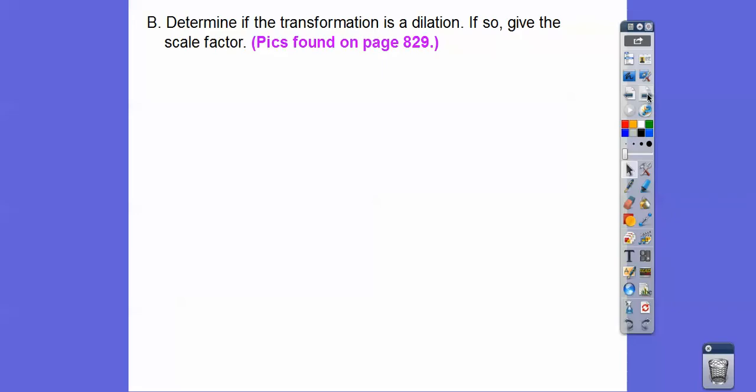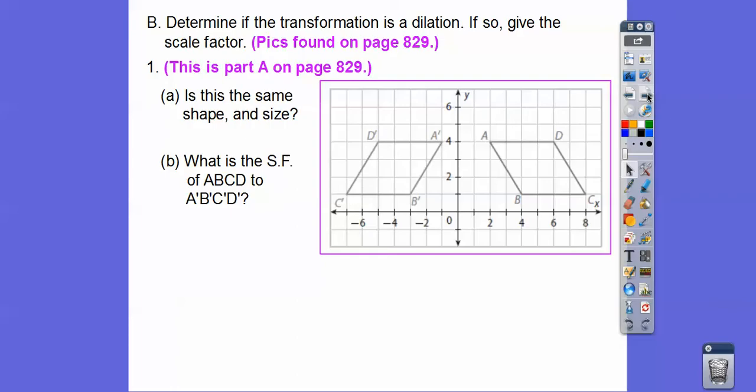You need your textbooks in this lesson, the next one, and the rest of this week. This is Monday for us. Determine if each transformation is a dilation. If so, give the scale factor. These pictures are on page 829.